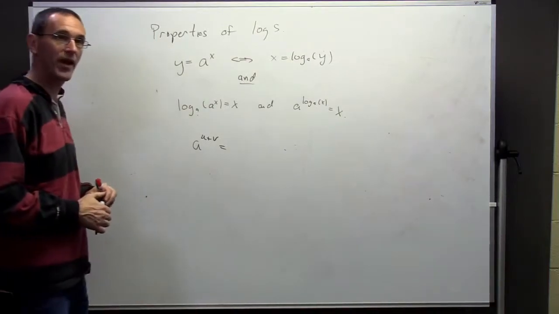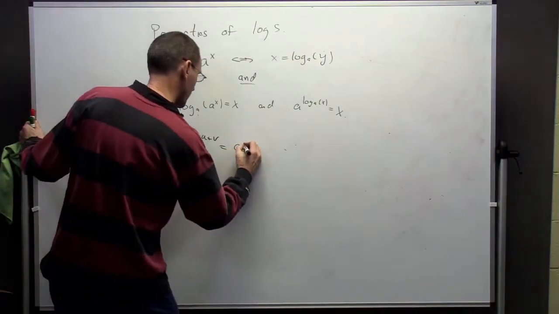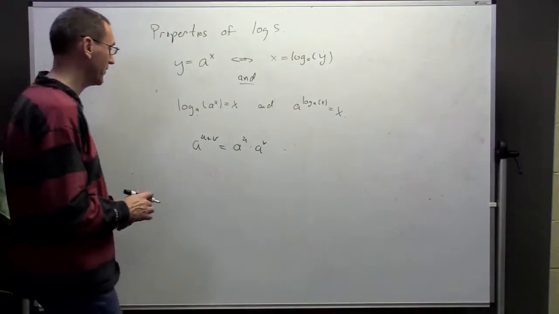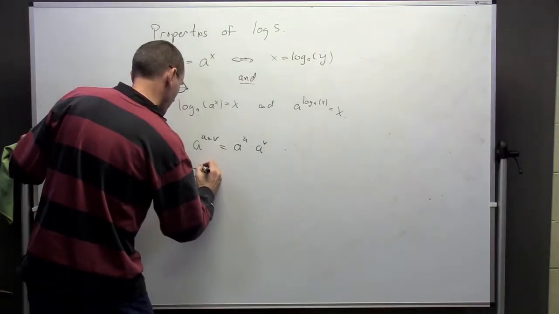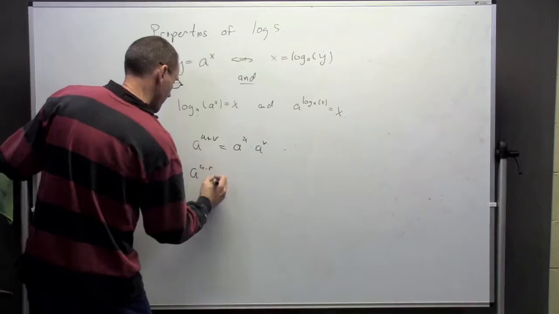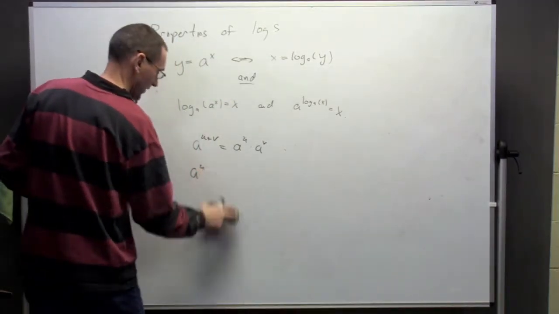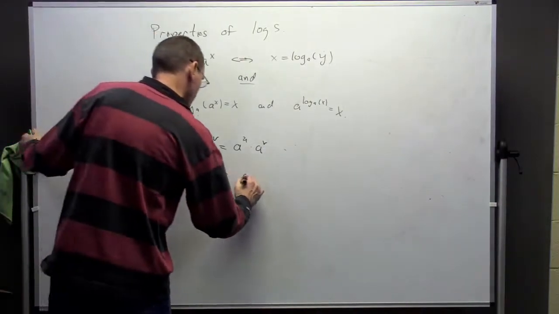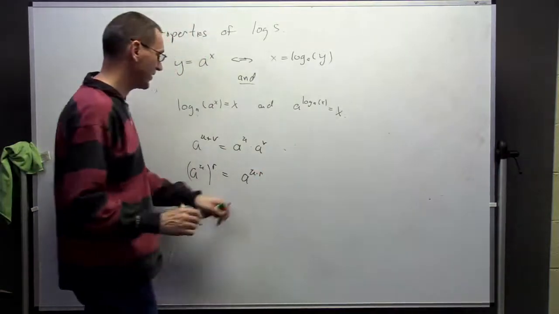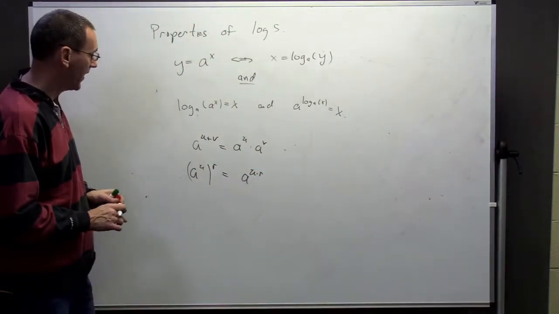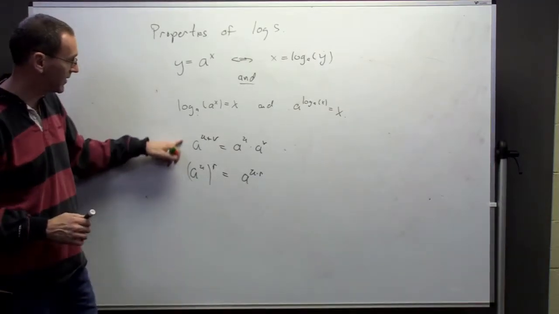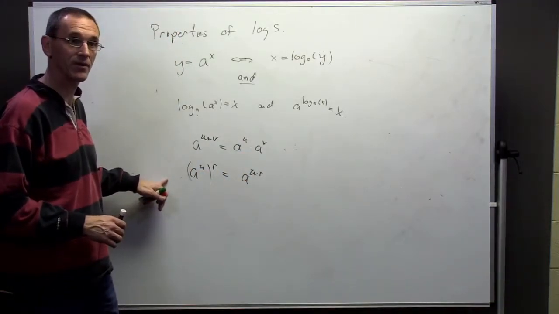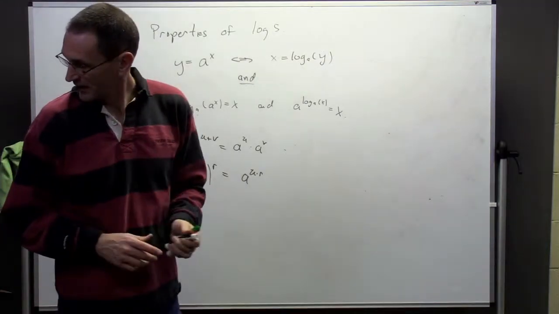So for example, we know that if we take a raised to the u plus v, that's the same thing as a raised to the u times a raised to the v. Also, we know that if I take a raised to the u and raise it to another power r, that's the same thing as a raised to the u times r. And it's going to turn out that because the exponential has these nice properties, the logarithm is going to have some similar properties that arise from this. So let's see if we can tease this out.